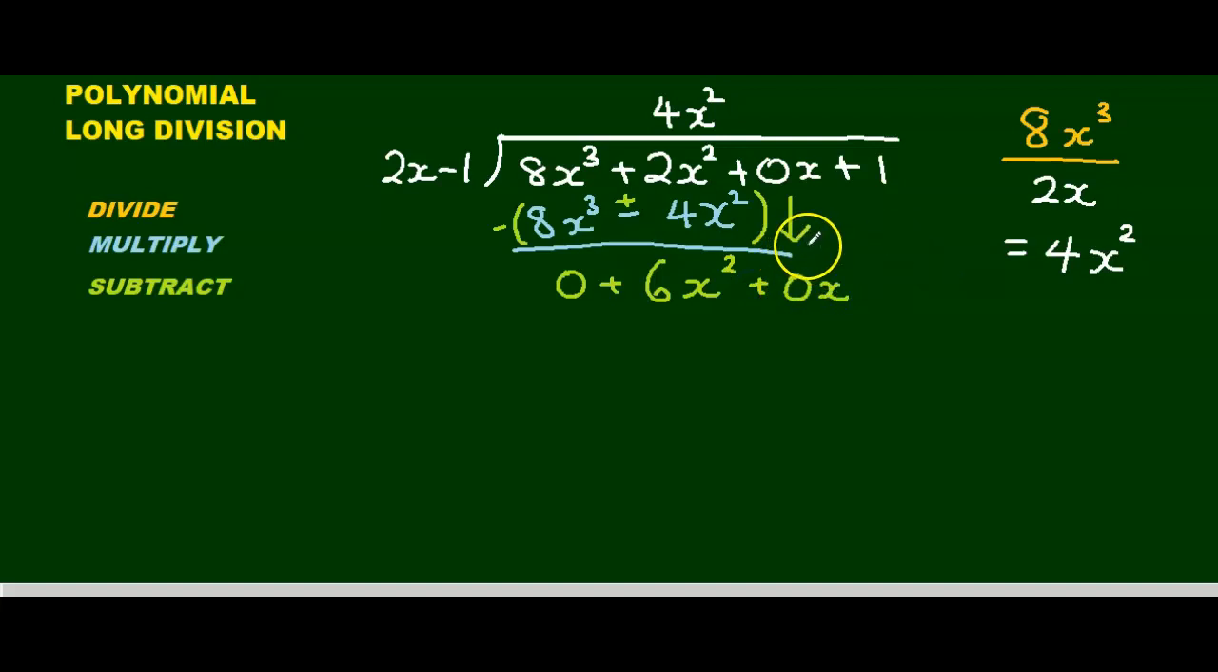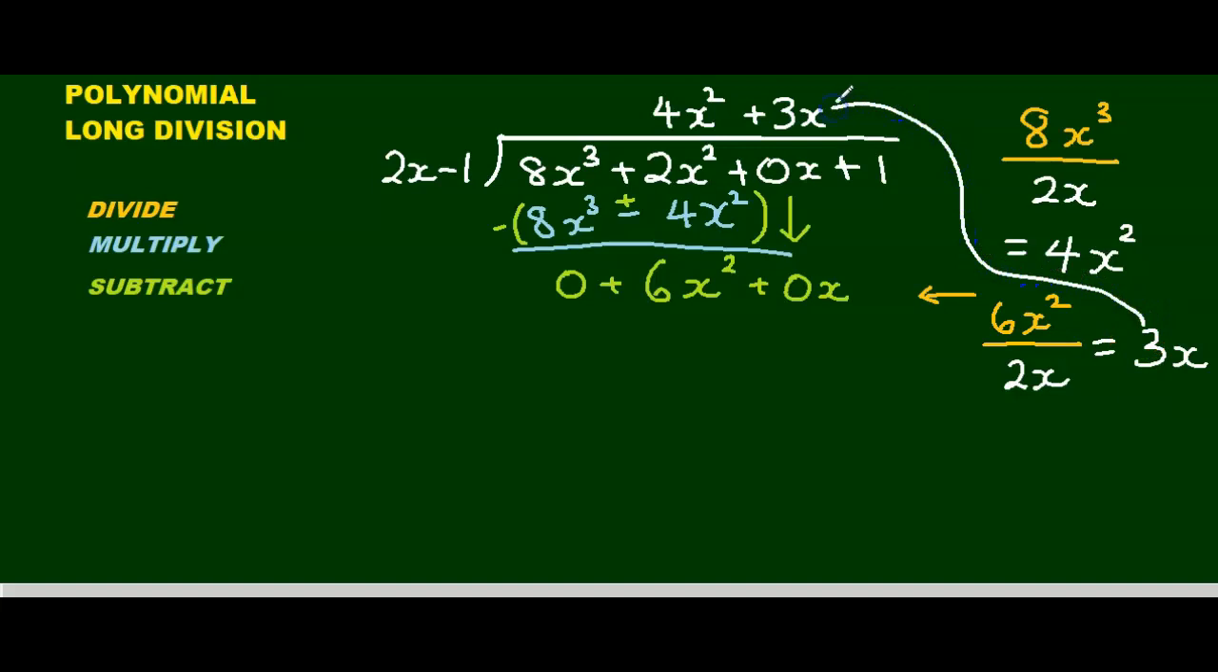Okay, now let's divide again. I'm going to use my 6x squared divided by the 2x, which is in my divisor here. That gives me 6 divided by 2 is 3. x squared divided by x gives me x. I'm going to put it up in my quotient, so this went up here.